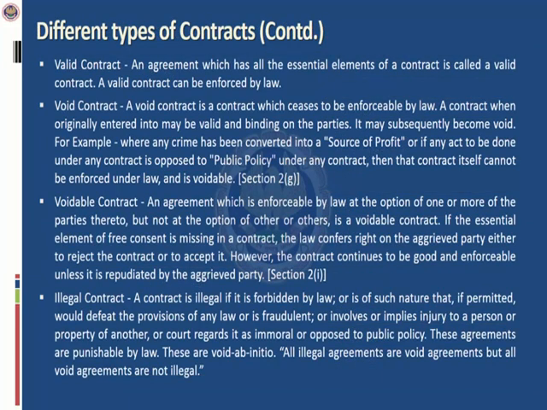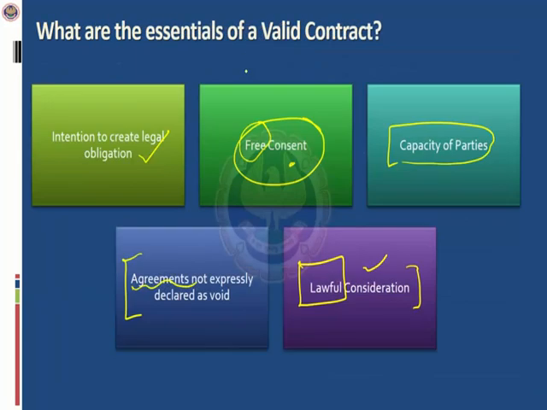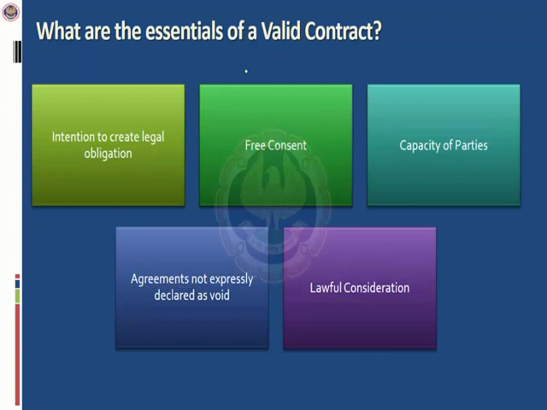A valid contract. An agreement which has all the essential elements of a contract is called a valid contract. Now, what are these 5 essentials? We've just done that. Consideration, a lawful consideration in fact. We've talked about free consent. We've talked about intention to create a legal obligation. We've talked about capacity of parties or competent parties, and agreements not expressly declared as void.